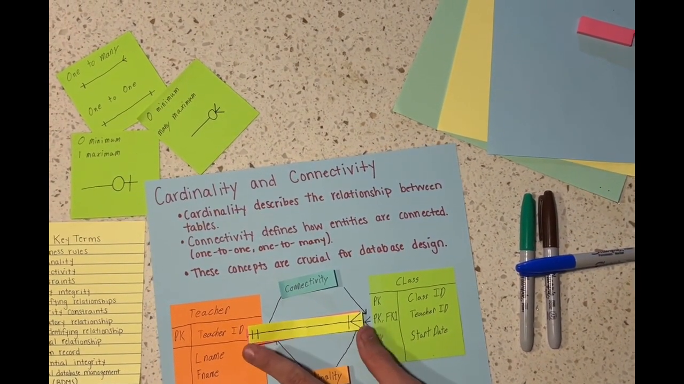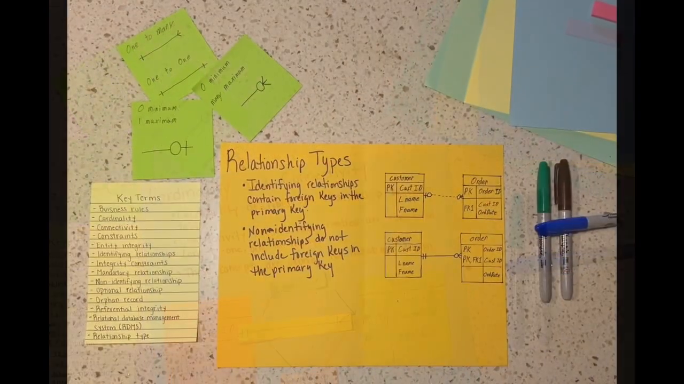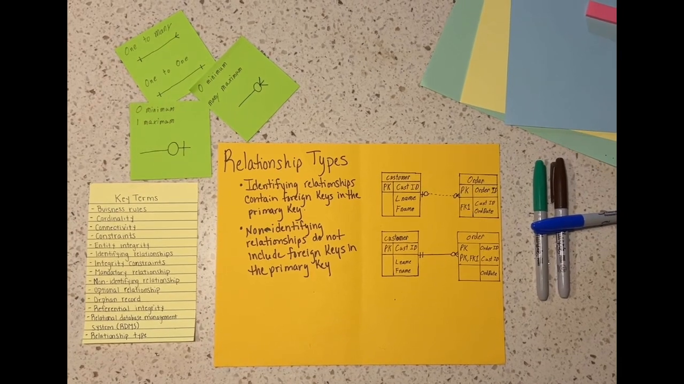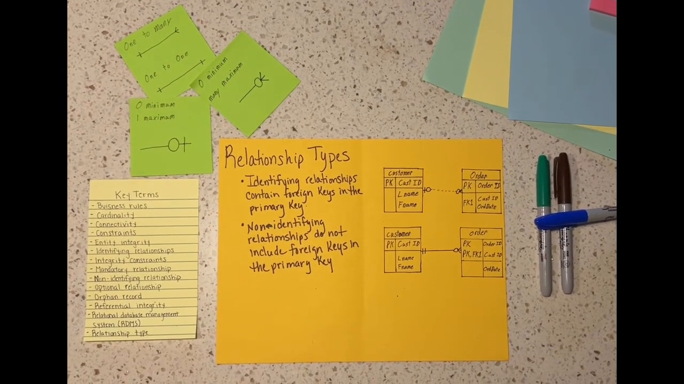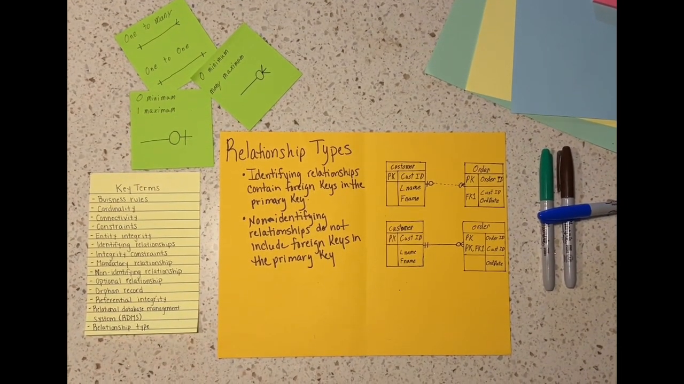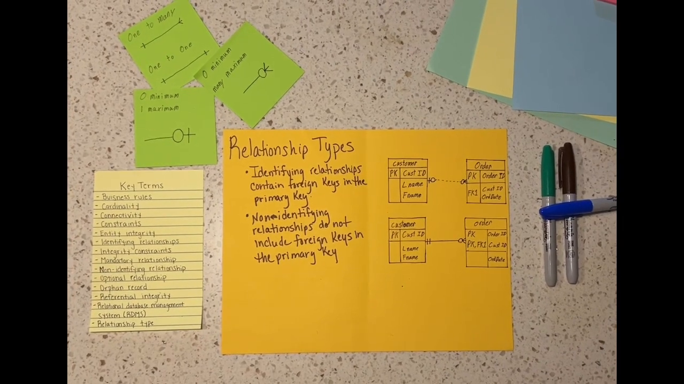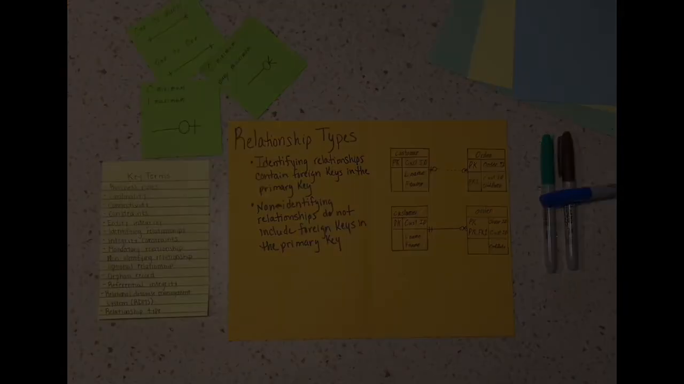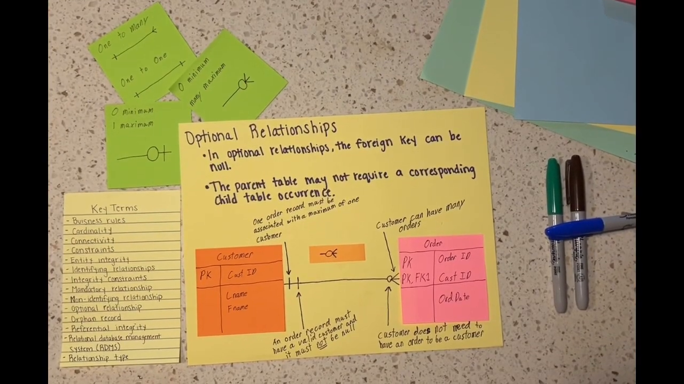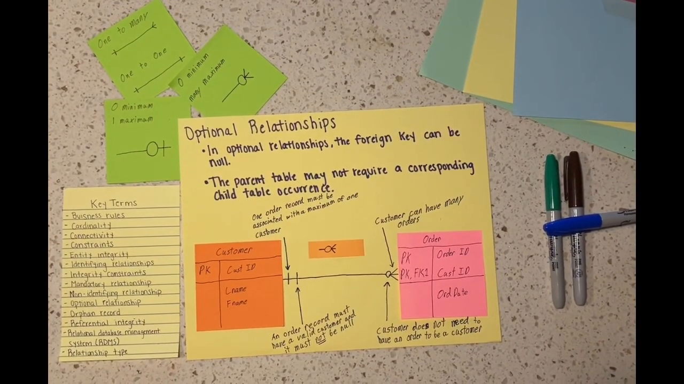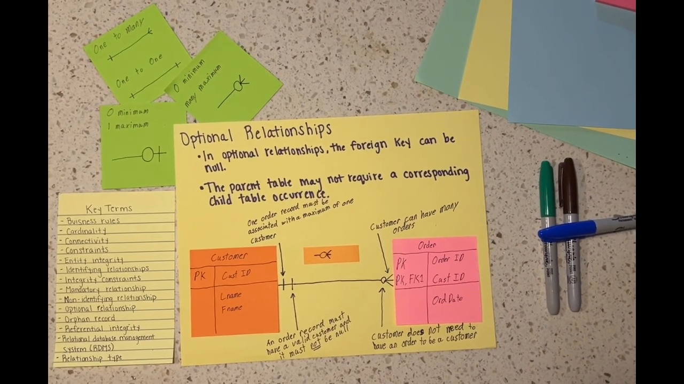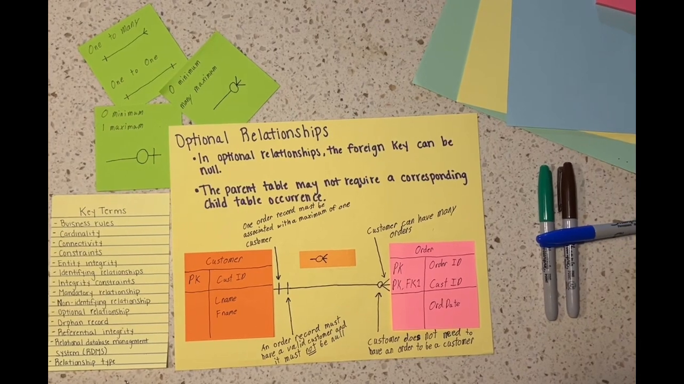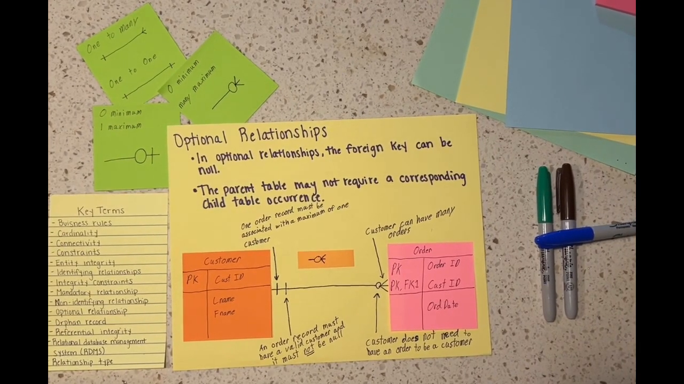Relationship types, such as identifying and non-identifying, play a significant role in database design. Identifying relationships contain foreign keys in the primary key, while non-identifying relationships do not. In optional relationships, the foreign key can be null, and the parent table may not require a corresponding child table occurrence. This flexibility is crucial in certain scenarios.